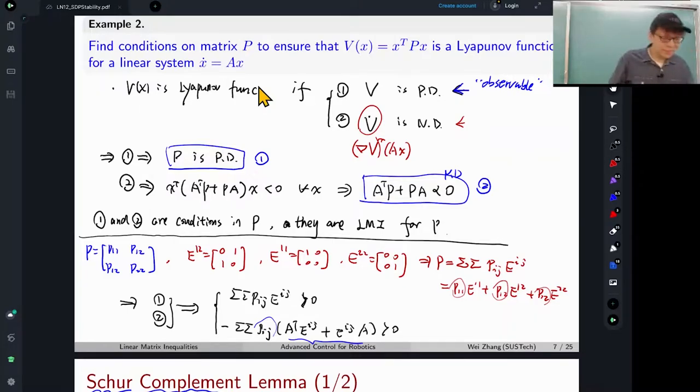For A, the eigenvalues of A need to be in the open left half plane. Okay, the real part of the eigenvalues has to be negative, right? So that's the stability, and that should be equivalent to the feasibility of these two linear matrix inequalities. Are you with me? That's what we're going to check.